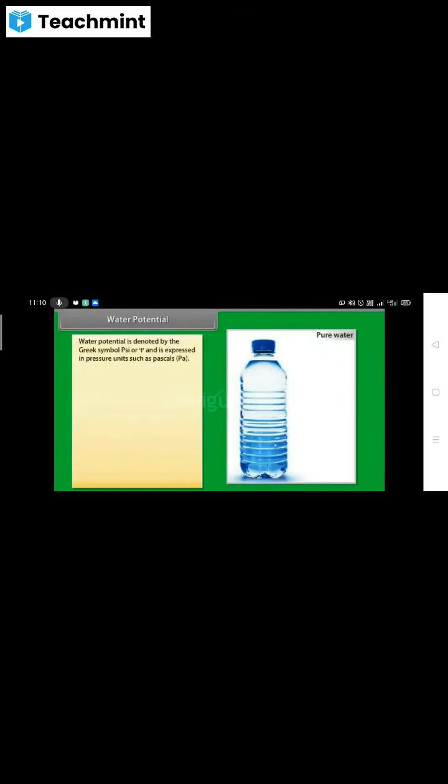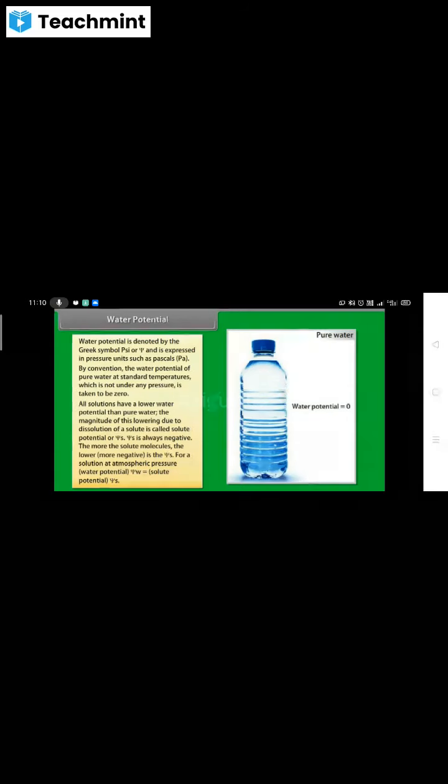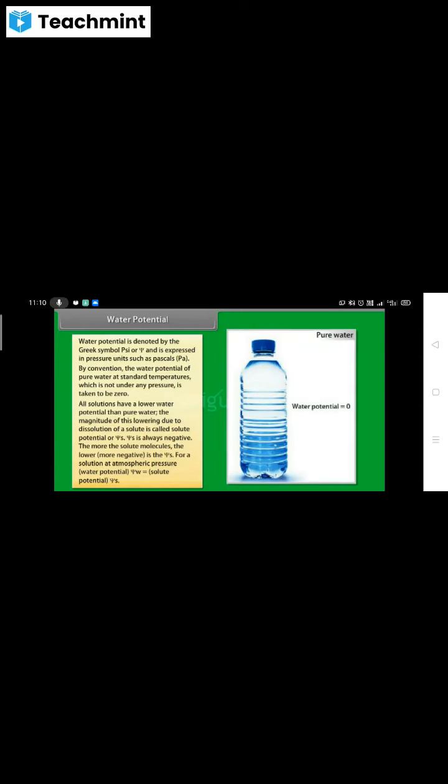This water potential is denoted by psi and it is expressed in Pascal. The water potential of pure water at standard temperature is almost zero. All solutions have a lower potential than pure water. The solute potential is denoted by psi s and it is always negative.